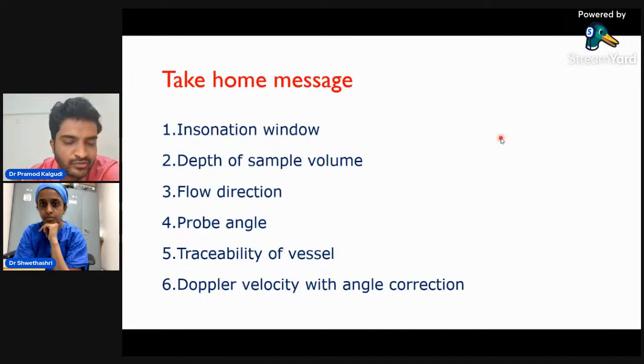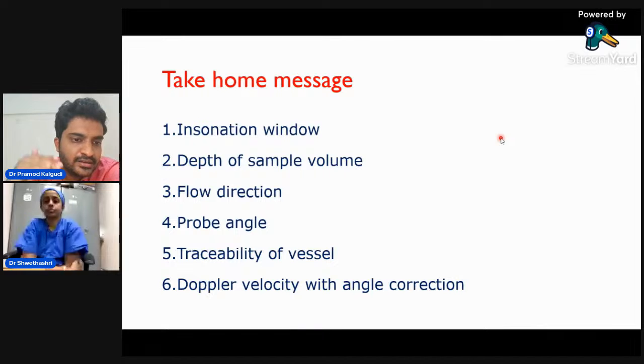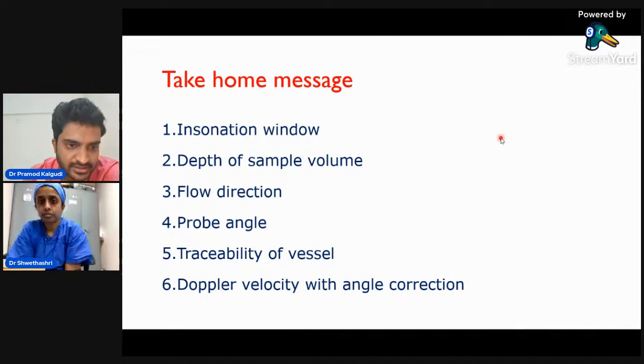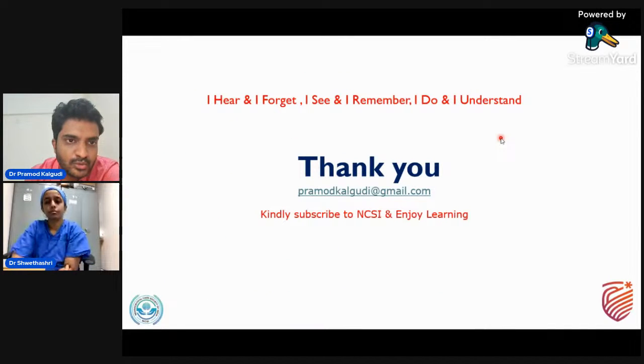When you're measuring the velocities, always try to keep the angle towards the flow and parallel to the vessel. And you try to trace the vessel proximally and distally as much as possible to make sure that the vessel you're visualizing is the vessel of your interest. Once you have the Doppler velocity, you can still do the angle correction after the velocities have been measured as well. So with that, I hope I have given you a rough picture of how to visualize all the vessels of the intracranial and extracranial compartment, which are of importance from a neurointensivist point of view.